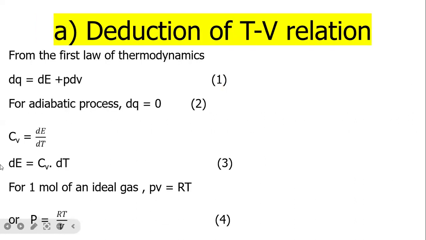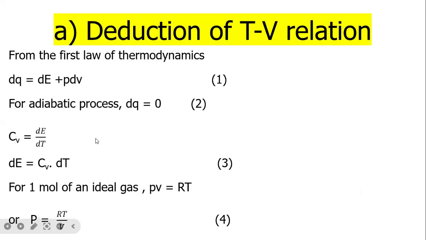Deduction of the TV relation from the first law of thermodynamics: dq equals dU plus PdV. dq equals 0 for an adiabatic process, that is, the heat is constant. We know that Cv equals dU by dT. That's why dU equals Cv dT. And also, we know that for 1 mole of an ideal gas, PV equals RT, so P equals RT by V.